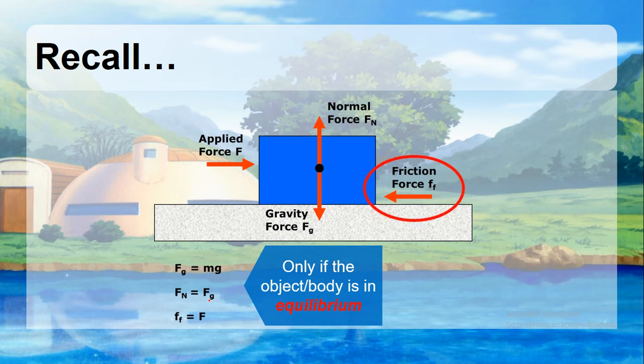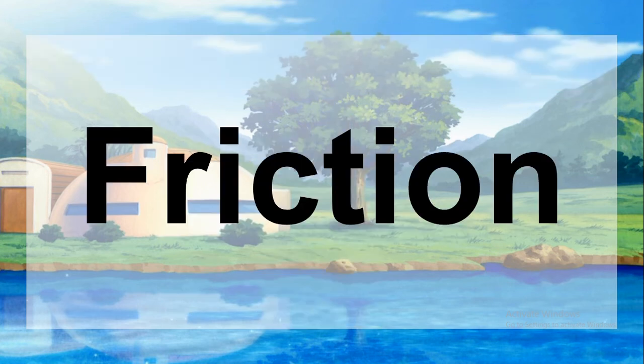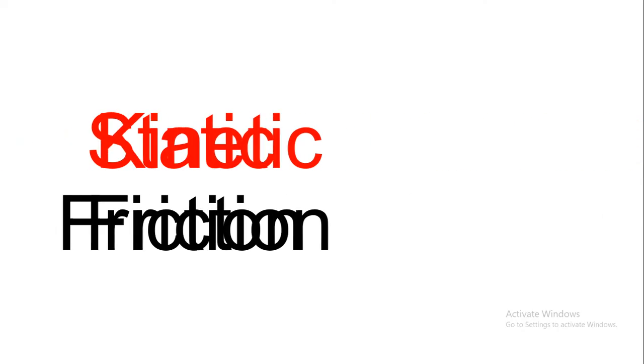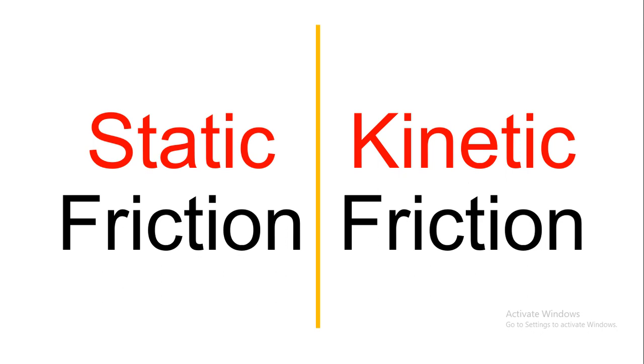So we have the friction force. Pag sinabi nating friction, we can recall even during the elementary days, the best example is when you rub your palms, di ba? Anong nangyayari? We encounter heat, kasi yan yung tinatawag nating presence of friction. Under the laws of motion, we have two types of friction: static and kinetic.